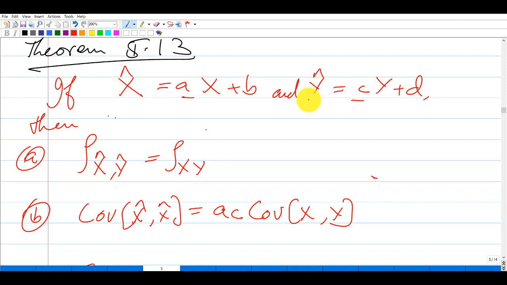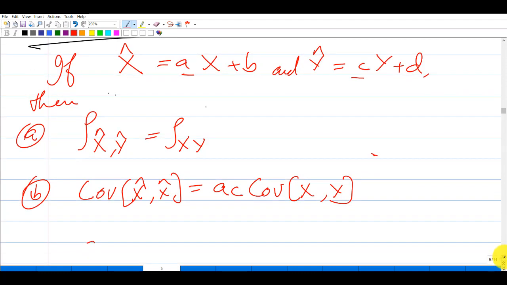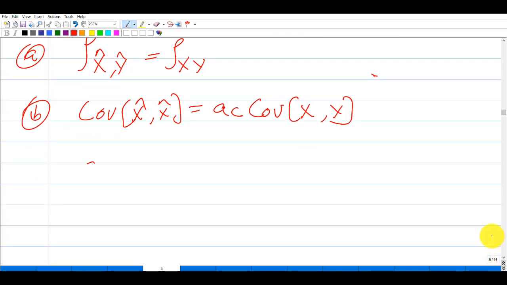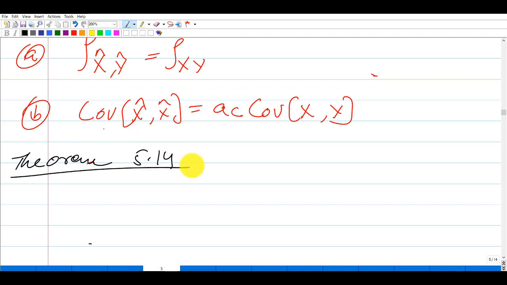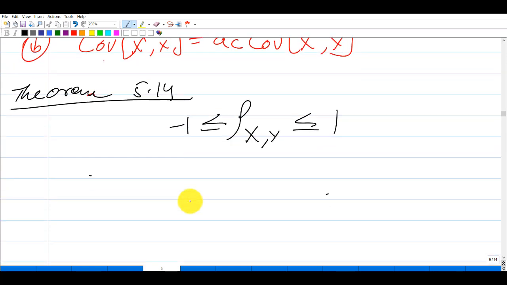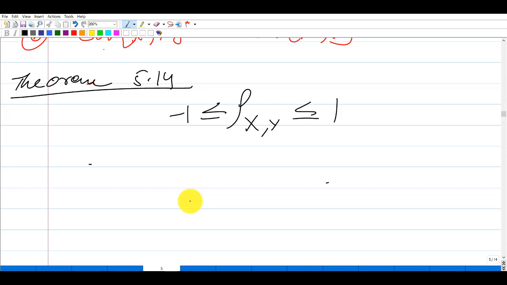I will say sorry again for these too many theorems, but they are just basic definitions. There is another theorem which defines the range of this correlation coefficient, and it says that rho of xy should be between -1 and 1.